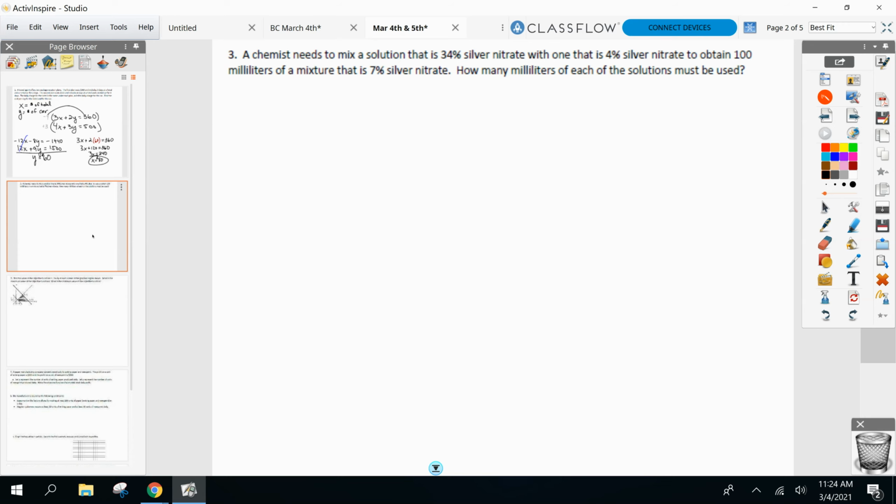All right, let's see what we got to mix together. You got to mix together a 34% nitrate solution with a 4% nitrate solution. And when I mix them together, I need 100 milliliters of a 7% mixture. How many milliliters of each do I need? All right, variable first, variables.